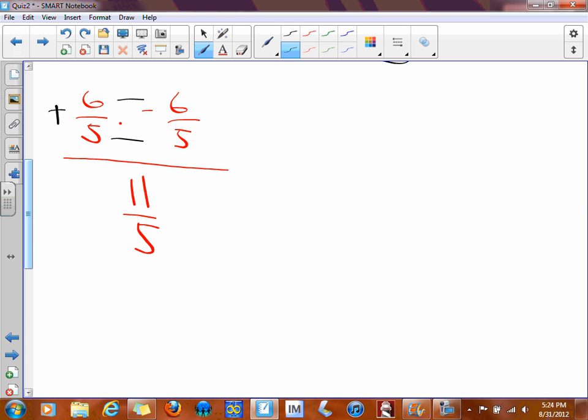So, positive times the negative, that's negative. And then I got 6 times 6, that's 36. And then I got 5 times 5, that's 25. So, the top is 36/25. And the bottom, this is equal, by the way, is 11/5.